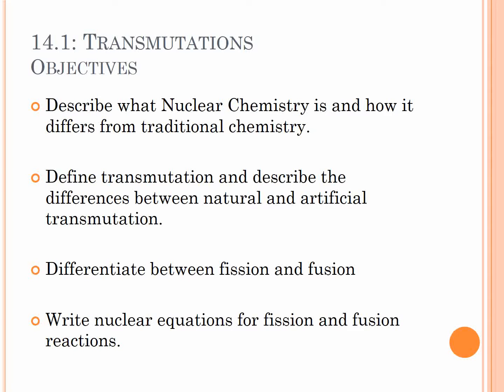Section 14.1 covers transmutations. Our primary objectives are to describe what nuclear chemistry is and how it differs from traditional chemistry, define transmutation and describe the differences between natural and artificial transmutation, differentiate between fission and fusion, and finally to write nuclear equations for fission and fusion reactions.